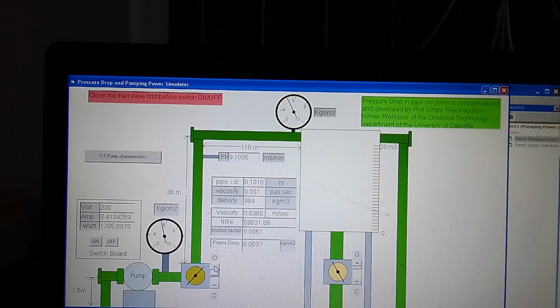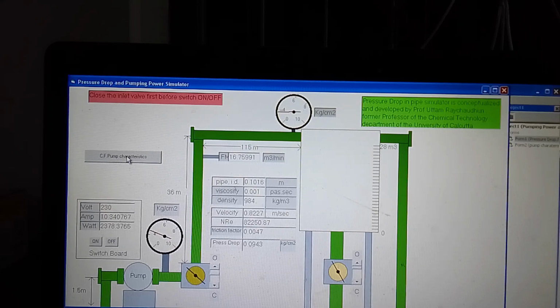So in this case you can keep the flow rate in such a way that it should not fall below 4. Its maximum flow rate is around this value, 16.75, and if you try to increase it, the pump will be automatically tripped. The power supply to the motor will be stopped automatically, and only if you reset the power can you start the pump again.